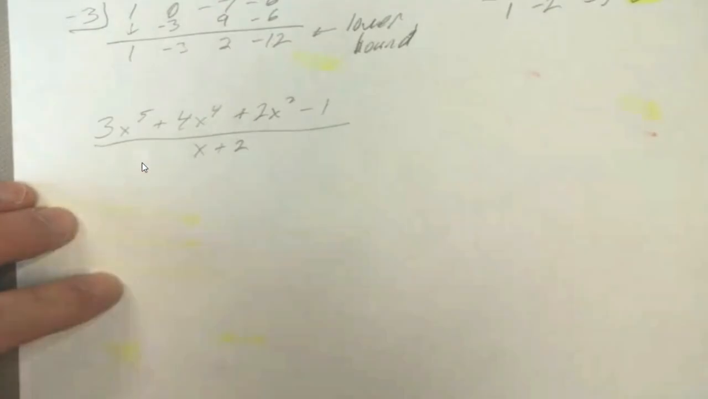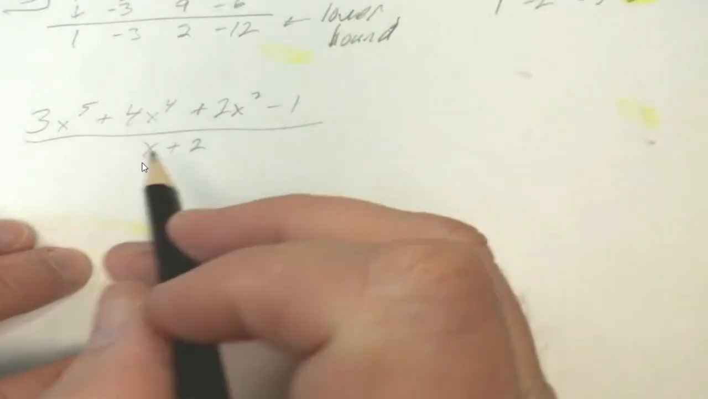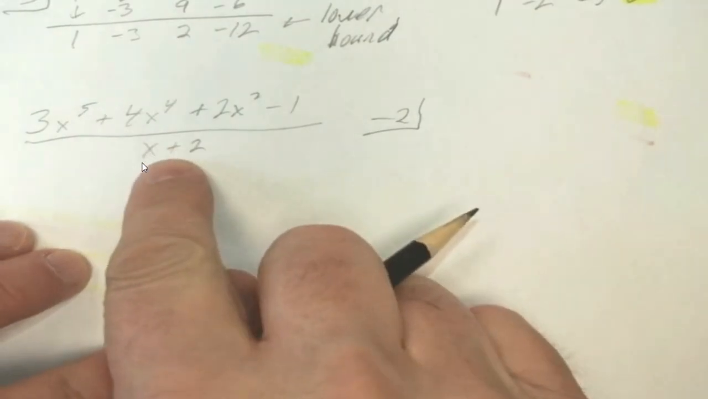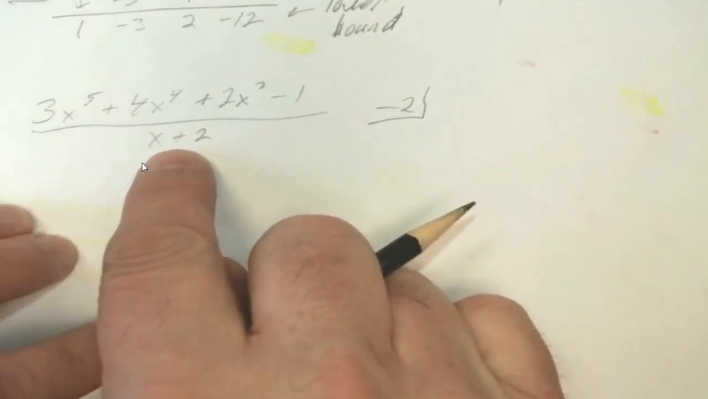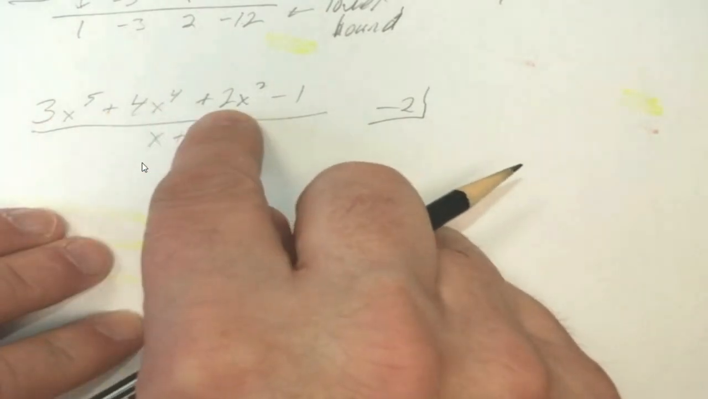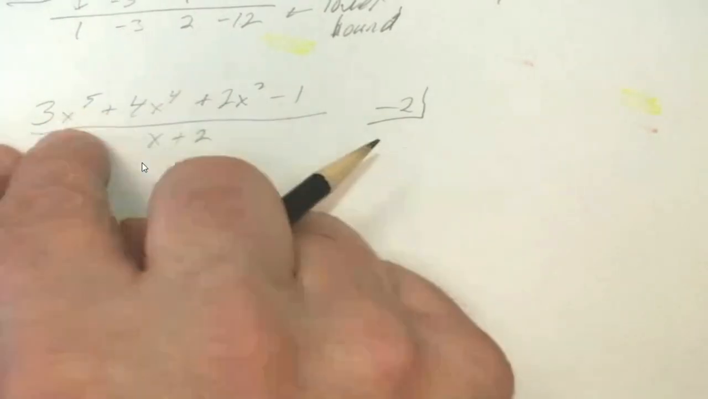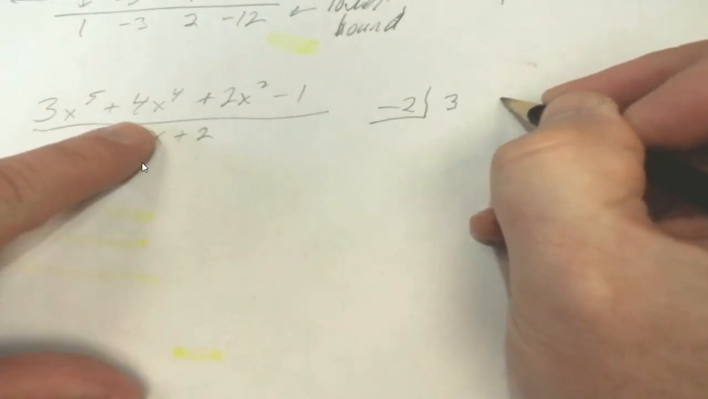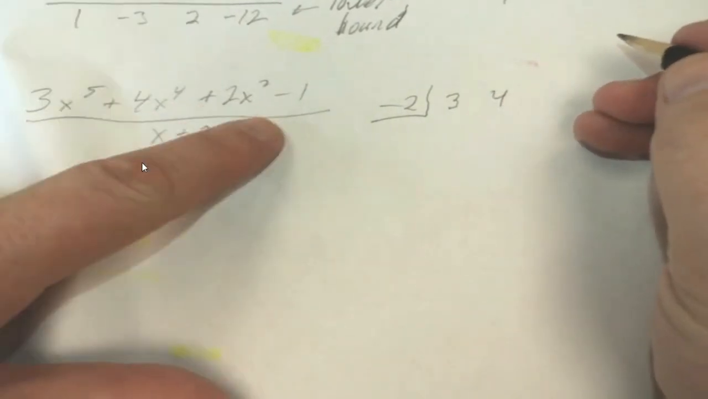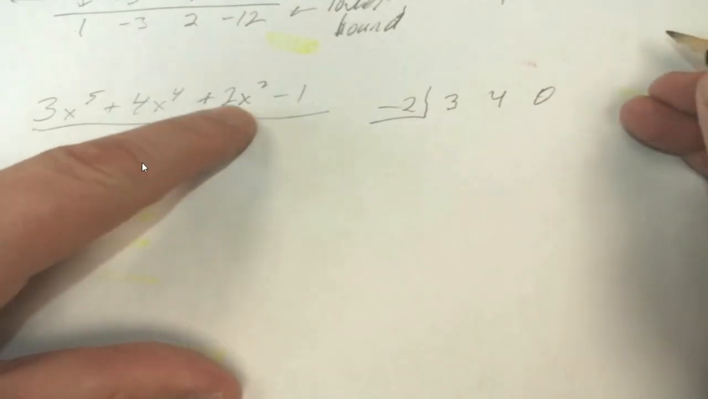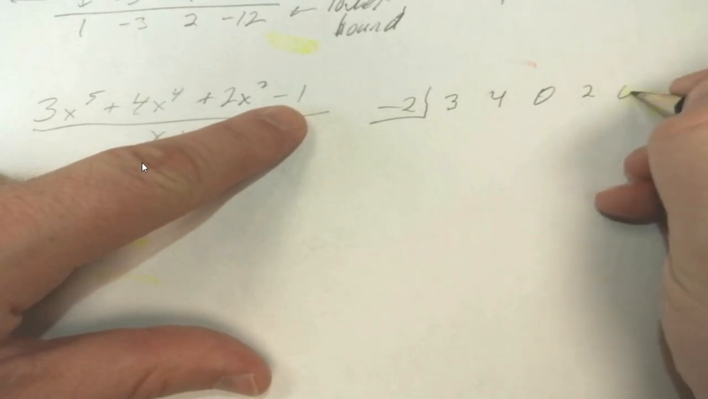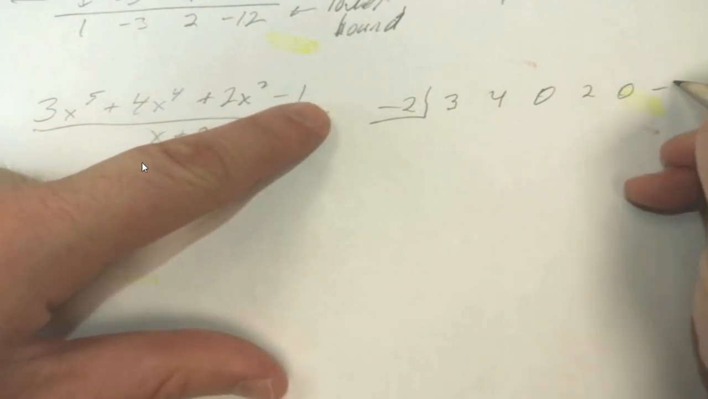You have 3x to the 5th plus 4x to the 4th. If I'm going to set this up with synthetic division, if this is x plus 2, I'm dividing by -2, whatever makes that 0, -2. Then I just take the coefficients, but I have to acknowledge the missing terms. What's my x to the 5th? It's a 3. What's my x to the 4th? It's a 4. What's my x to the 3rd? It's a 0. What's my x squared? It's a 2. What's my x? It's a 0. And then what's the constant?